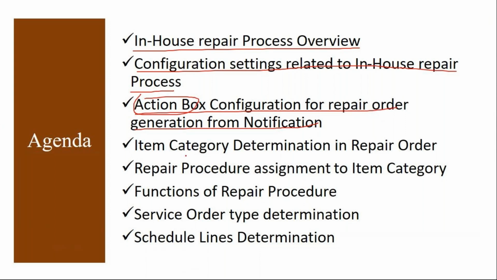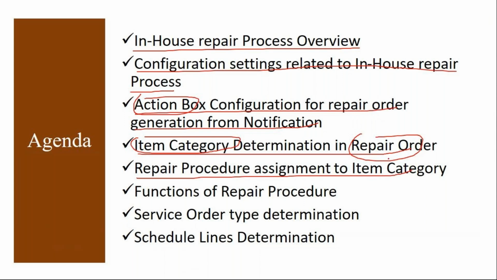Okay. Item category determination in repair order. So from the notification, we create a repair order. In that repair order, how the item category is determined, we will see that. Then repair procedure assignment to item category. So in the item category, the repair procedure is assigned. That also I will show you. Then functions of repair procedure. We will see in-depth configuration of repair procedure.